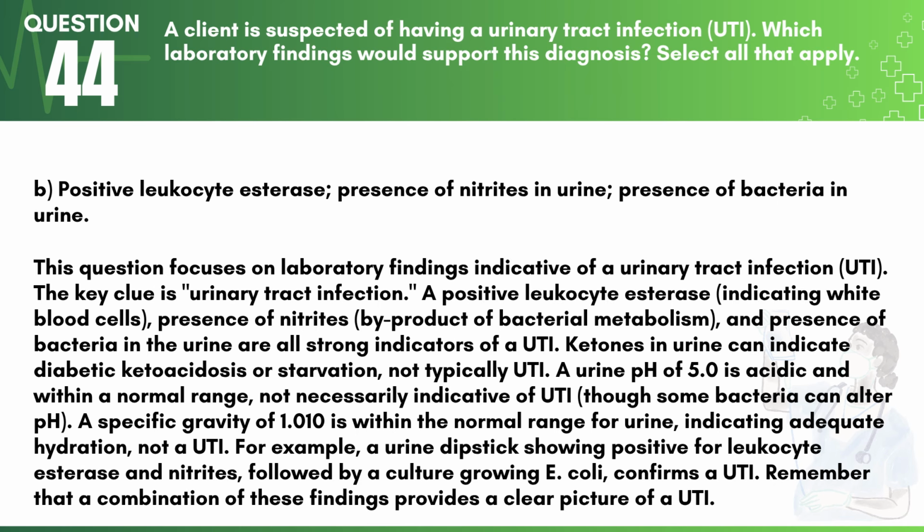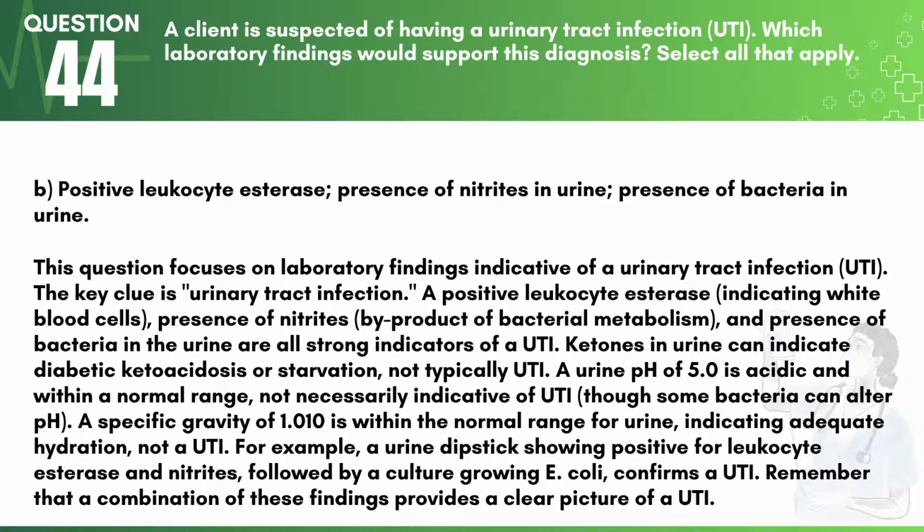Answer. Positive leukocyte esterase, presence of nitrites in urine, presence of bacteria in urine. This question focuses on laboratory findings indicative of a urinary tract infection, UTI. The key clue is urinary tract infection. A positive leukocyte esterase, indicating white blood cells, presence of nitrites, a byproduct of bacterial metabolism, and presence of bacteria in the urine are all strong indicators of a UTI.